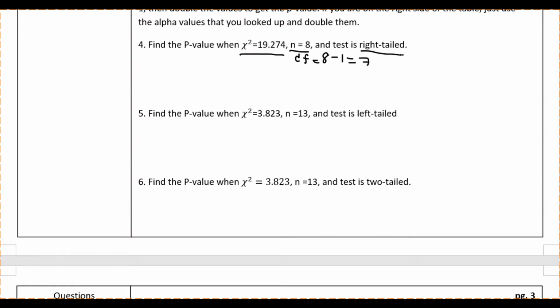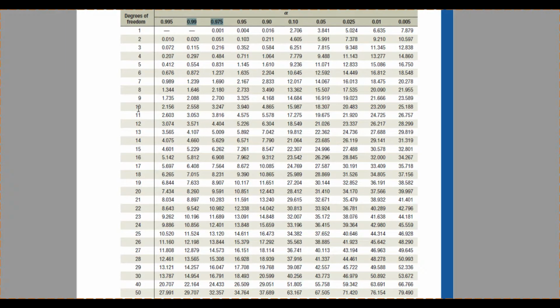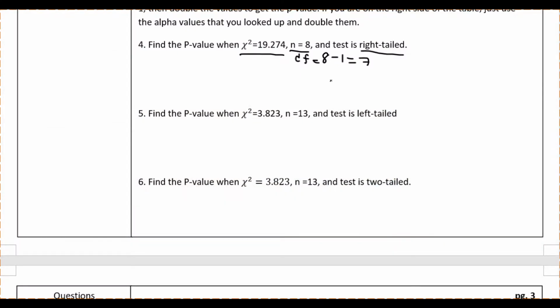This time we're looking at a right-tailed test. So we're going to look up this 7, and then we're going to get as close to 19.274 as possible. So for a degree of freedom of 7, 19.274 is between these two values. So therefore my p-value is between these two values. And I don't need to make any adjustments since I'm looking at a right-tailed test. So my p-value is between 0.005 and 0.01. Remember that the smaller number goes first in the interval. So these are my range of p-values.